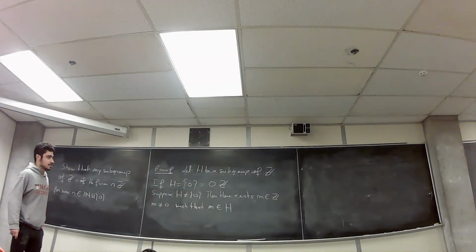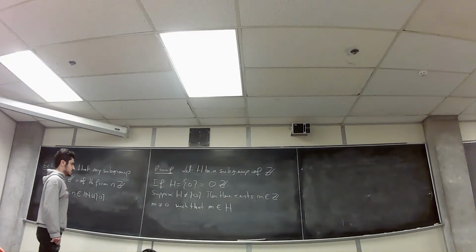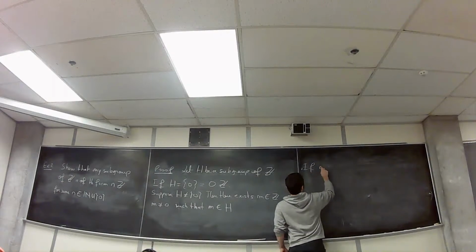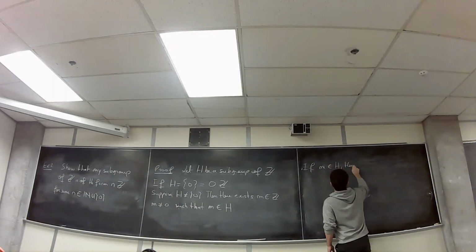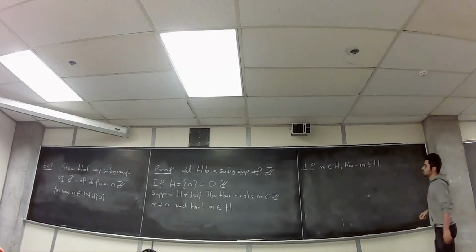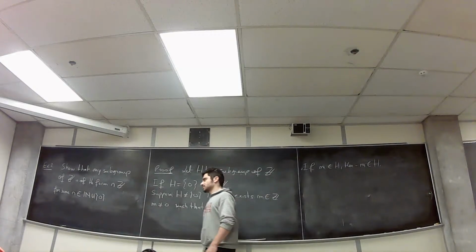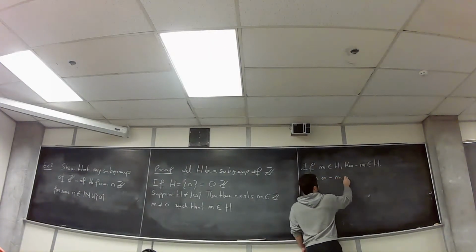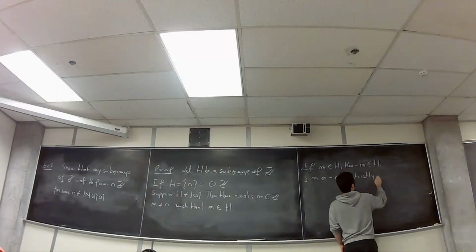Okay. So that m belongs to H. Now, if m belongs to H, then minus m also belongs to H, since H is a subgroup of Z. Now, what can I say here? If m and minus m belong to H, I know that at least one of these two is strictly positive. m or minus m is positive.